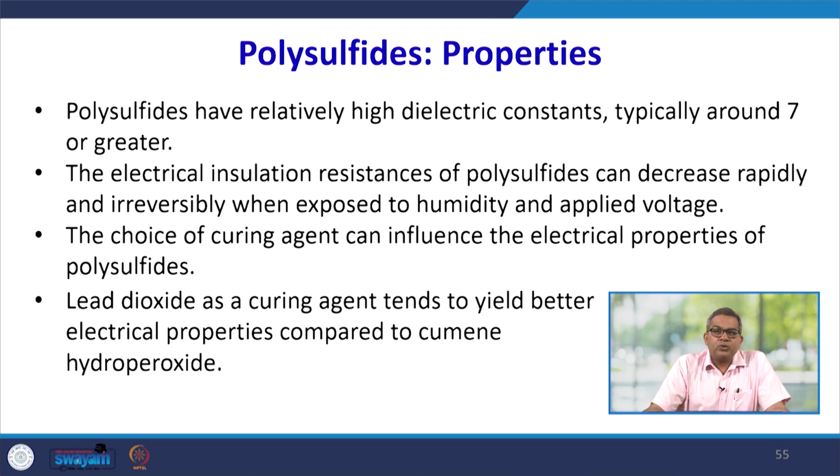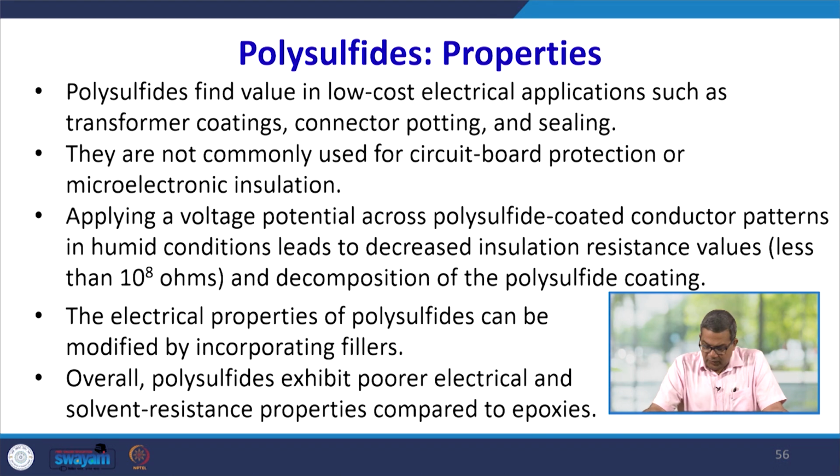The electrical insulation resistance of polysulfide can decrease rapidly and irreversibly when exposed to humidity and applied voltage. The choice of curing agent can influence the electrical properties of polysulfide. Lead dioxide as a curing agent tends to yield better electrical properties compared to cumene hydroperoxide. The polysulfides find value in low cost electrical applications such as transformer coating, connector potting, sealing, and they are not commonly used for circuit board protection or microelectronic insulation.